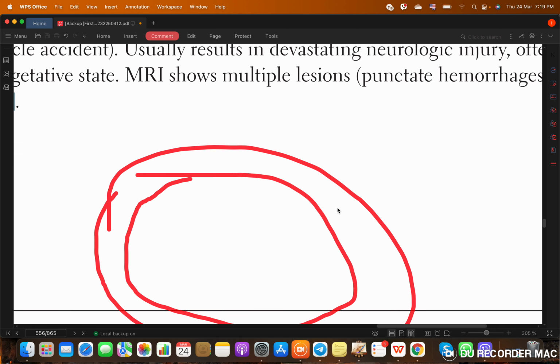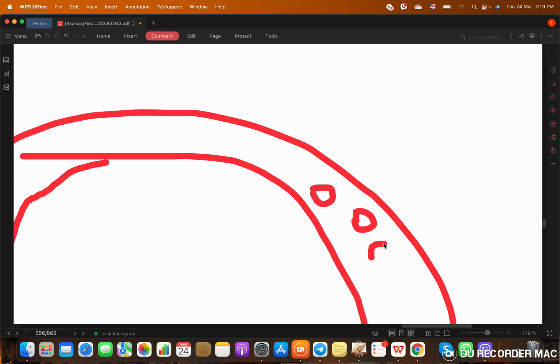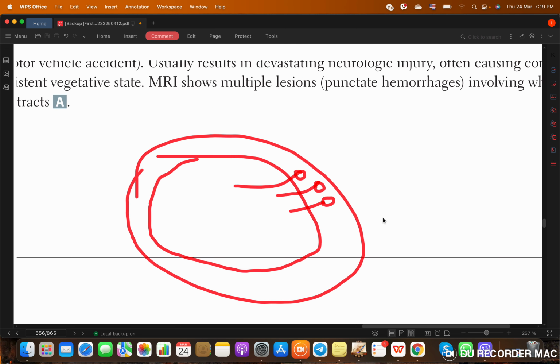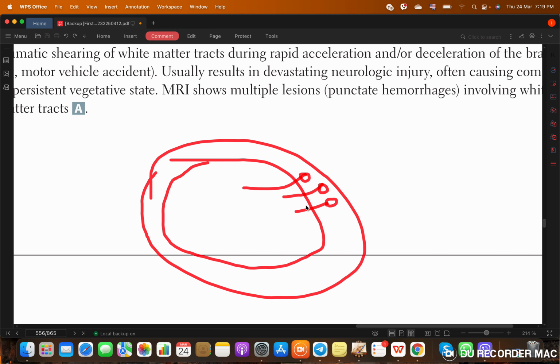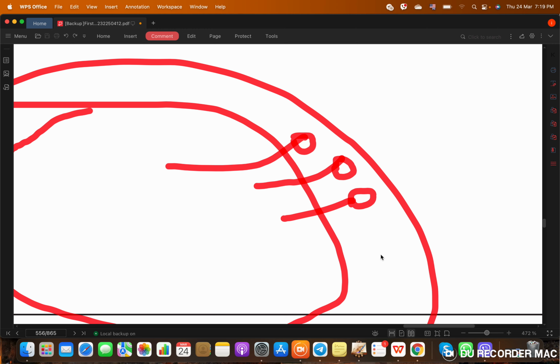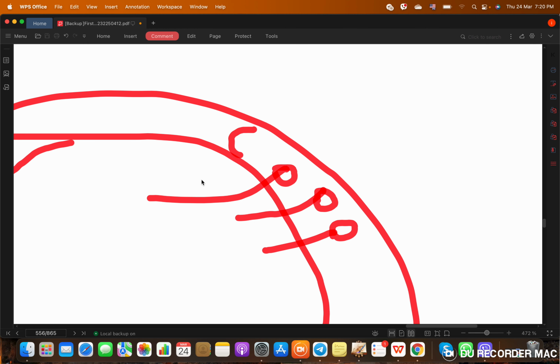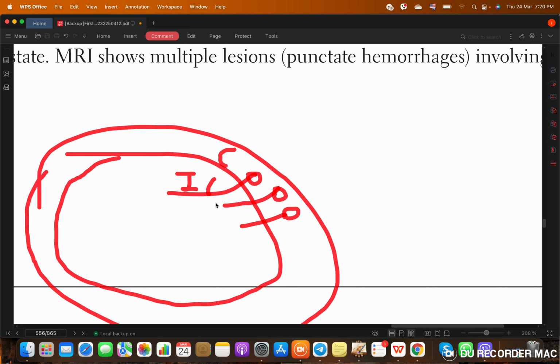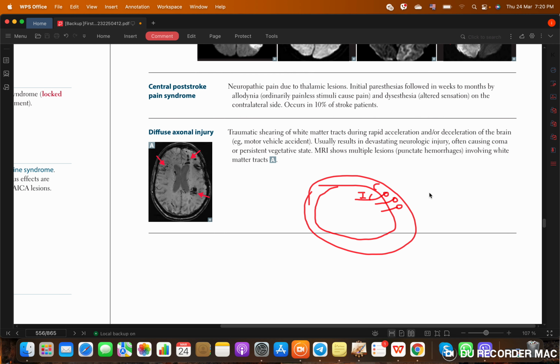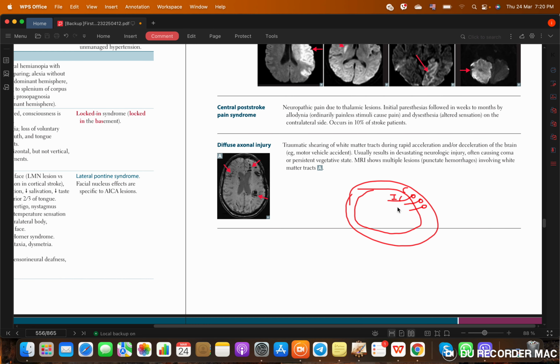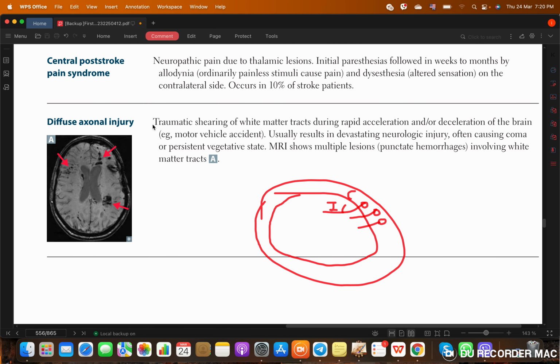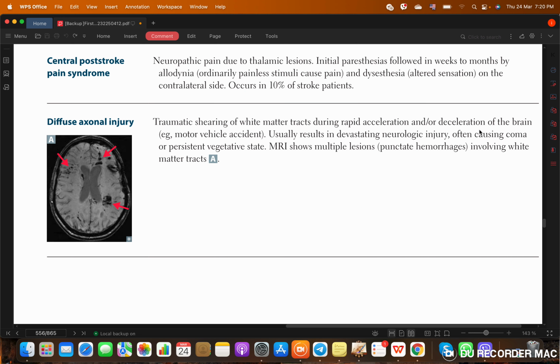However, the cortex is full of the bodies of the neurons, right? And from it, the axons are going. So basically, a shearing stress will occur, which is going to destroy all of these axons and separate the cortex from the internal capsule. This will lead to a super serious injury, by the way, which can lead the patient to a coma and even a vegetative state. So, traumatic shearing of the white matter tracts during a rapid acceleration-deceleration of the brain.